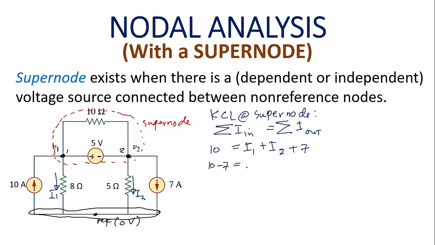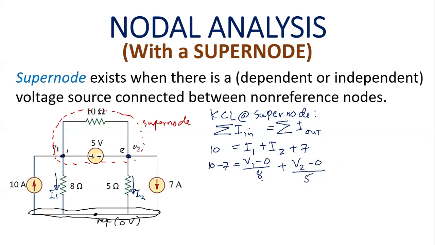Then we express the currents in terms of the nodal voltages. I1 is the current that flows through 8 ohms. Its direction is downward, so that is V1 minus 0 divided by 8. And I2 is also going downward, meaning V2 is higher in potential than 0, so you have V2 minus 0 over 5.